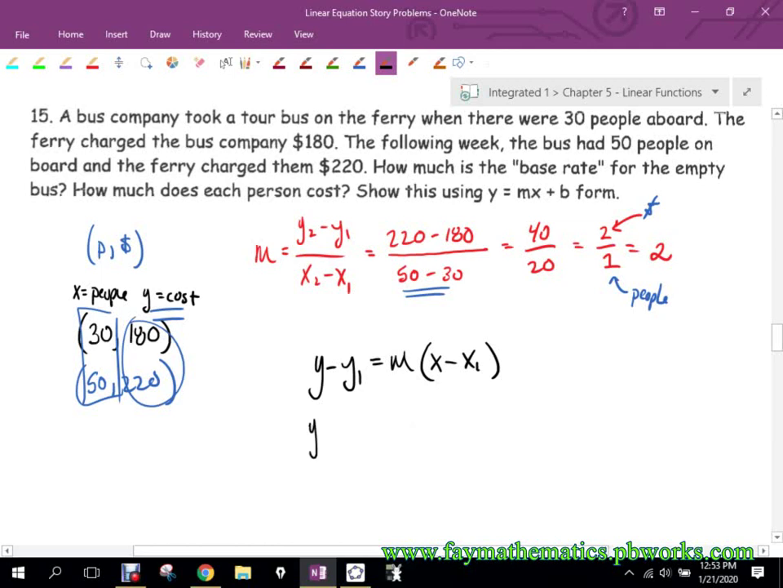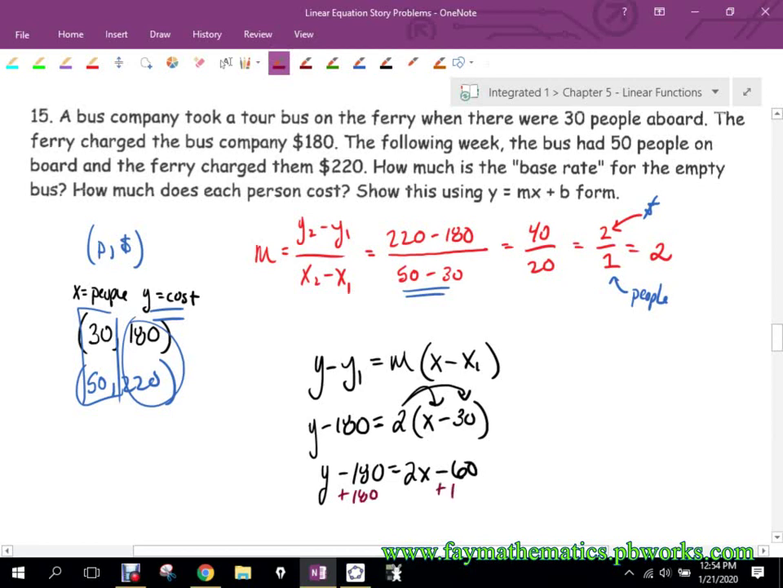Okay. So we go y minus 180 is equal to 2 times x minus 30, right? So now I'll get y minus 180 is equal to 2x minus 60, right? All I did there was distribute, correct? Now how do I solve for y? Add 180, so I get y equals 2x plus 120, right?